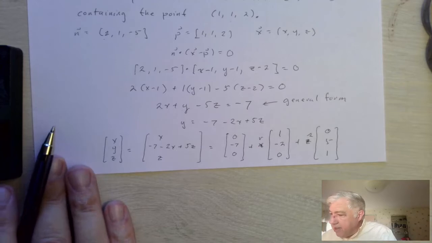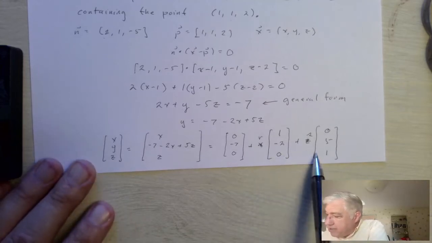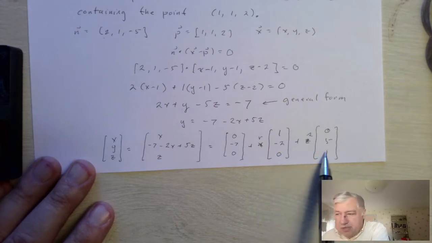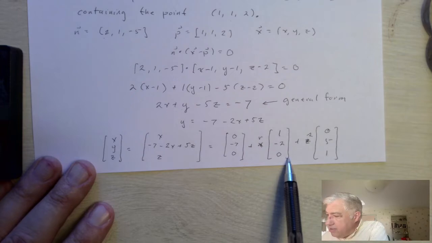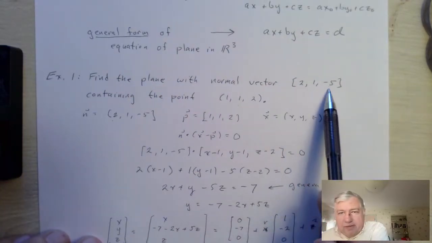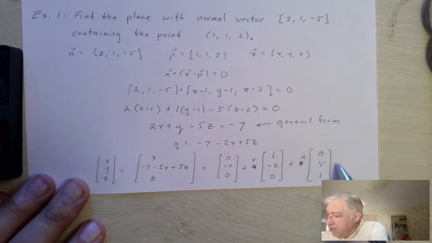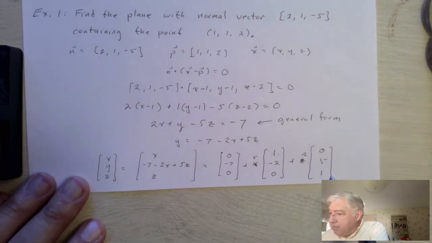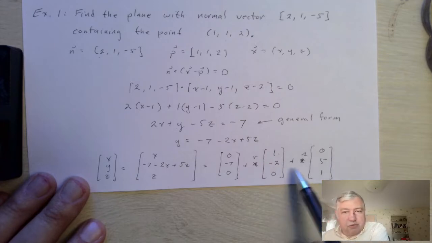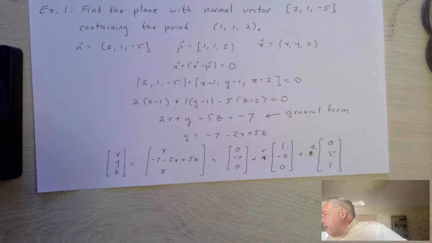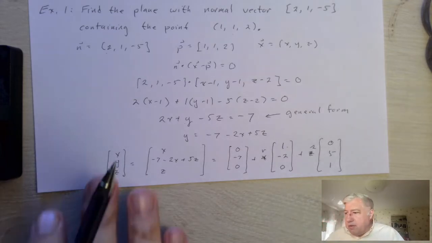Now, just one other thing you should keep in mind: these two vectors right here do not correspond to points in the plane, but they are orthogonal to the normal vector 2, 1, negative 5, right? Because if you take the dot product, 2 times 1 plus 1 times negative 2 plus 0, that's 0. And 0 plus 5 times 1 plus 1 times negative 5, that's 0. Okay, so you have two vectors here. They're not parallel, they're not multiples of each other, but they are both orthogonal to our normal vector. And that's how all these planes in R3 work.